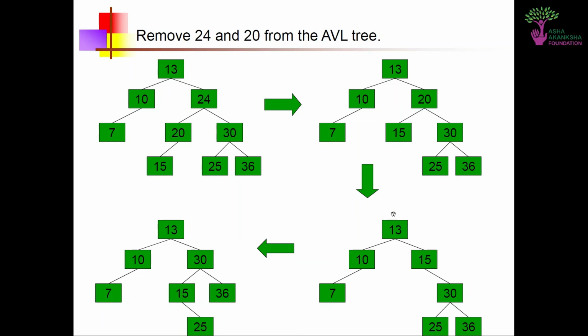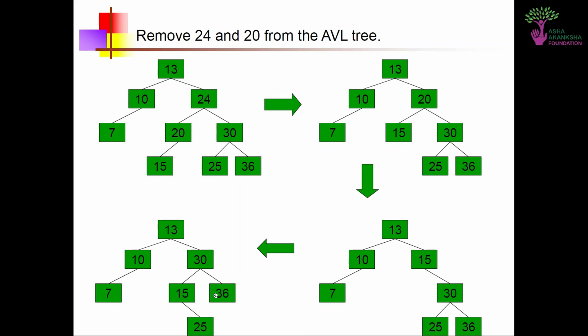But we have to delete 20 now. On deleting 20, again we are taking the max of the left subtree, which would be 15. If we bring 15 to the top here, our AVL property is being violated at 15 because the height of left is 0, height of right is 2. So we have to perform a rotation. On rotation we get something like this. So 30 comes to the top, 15 goes to the left, 25 will have to come to the right of 15, and 36 remains at the right. So it would look something like this.